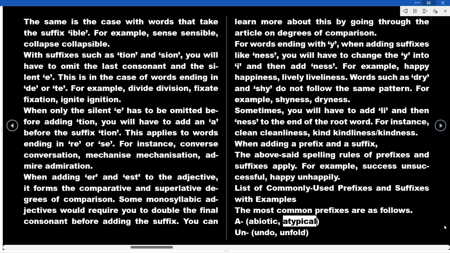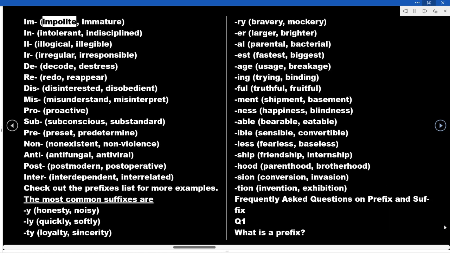Abiotic, atypical. Undo, unfold. Impolite, immature. Intolerant, indisciplined. Illogical, illegible. Irregular, irresponsible. Decode, distress. Redo, reappear. Disinterested, disobedient. Misunderstand, misinterpret.